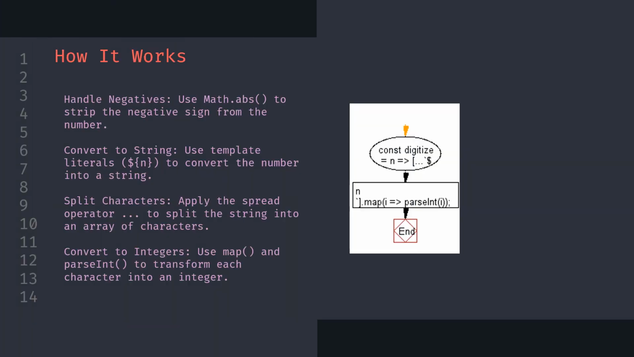Let's break this process into steps. First, we ensure the number is positive using Math.abs. This allows us to handle negative numbers without issues. We then convert the number to a string so we can manipulate its digits individually. The spread operator splits the string into an array of characters, each representing a digit. Finally, we use map and parseInt to convert these characters back into integers, resulting in the desired array.